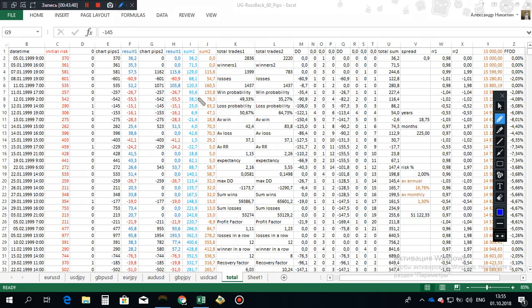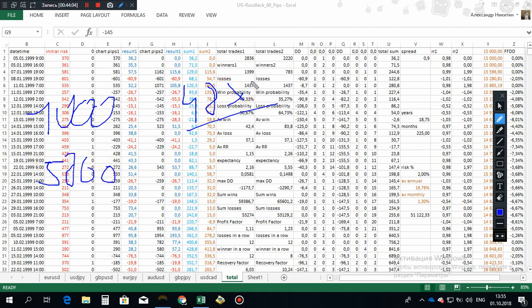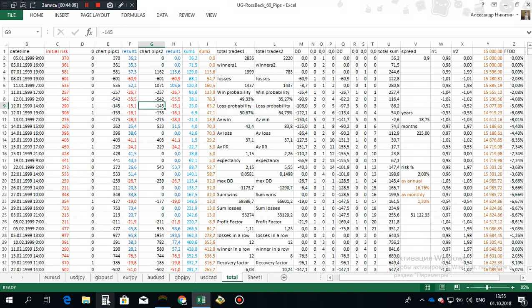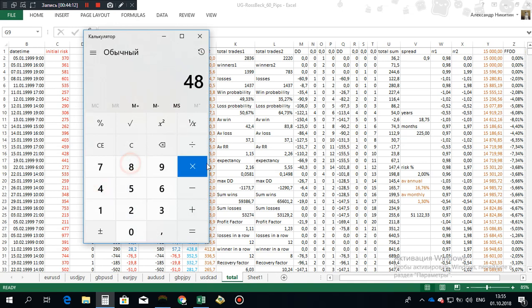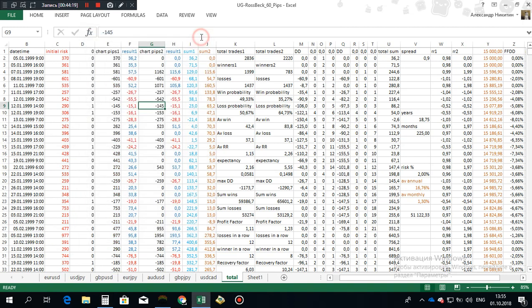48k you need to generate to have 1,000 monthly, yes. If you wish to have 5,000 per month, then you need to multiply by 5, 48 multiplied by 5. So we need 240. We need to generate 240 to have 5k monthly. Okay, let's start 20k.